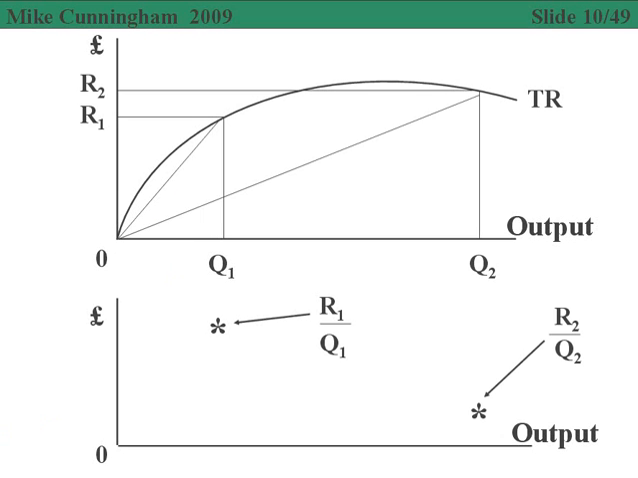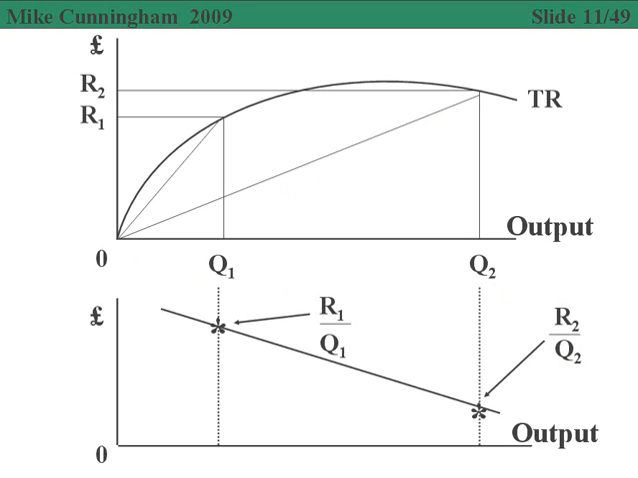Let's take a different point. Let's take the second point we had before. This is on Q2, and the revenue was R2. Now, the ratio R2 to Q2 is less. You can see the angle is less. This angle here, the first one, is greater than the second one. So that ratio there, R1 to Q1, is just the average revenue at Q1. This one here is the average revenue at Q2. You can see it's less, because the angle is less.